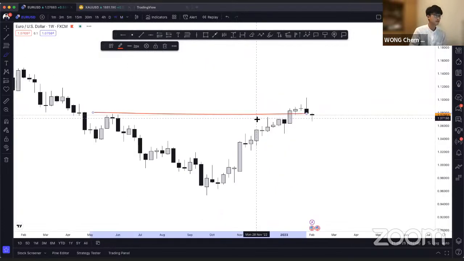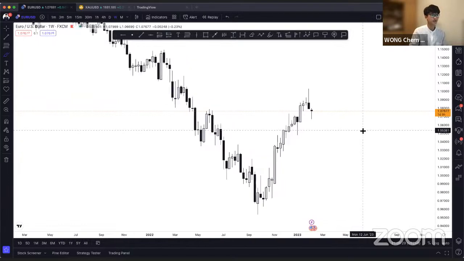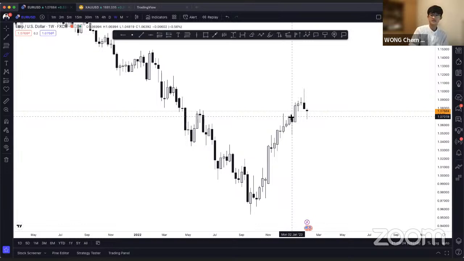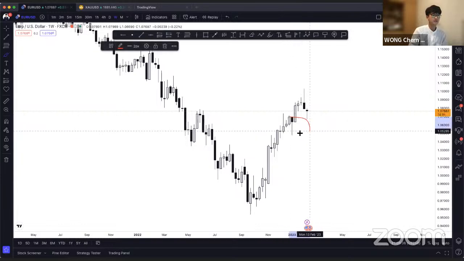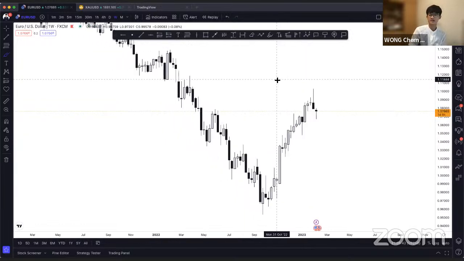If we go down to the weekly time frame, let's see what price is doing. On the weekly time frame, we can actually see price reacting off this very specific demand zone over here, and it's rejecting that specific area right now.